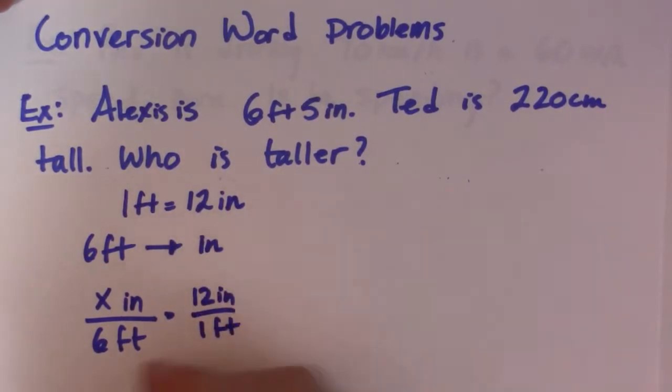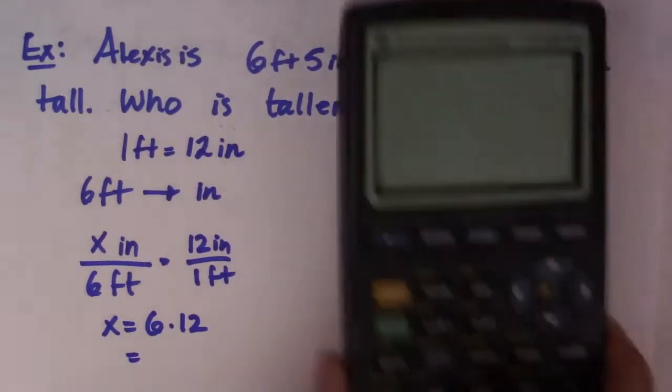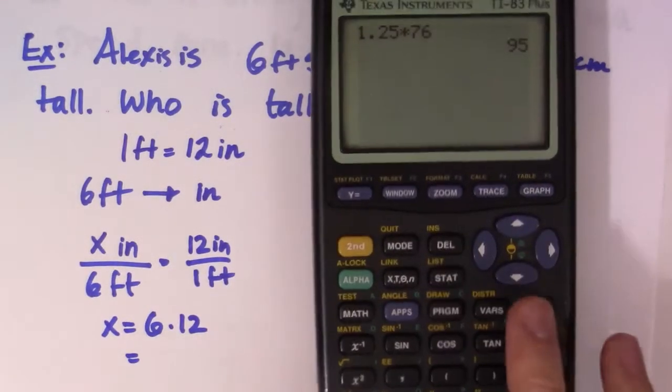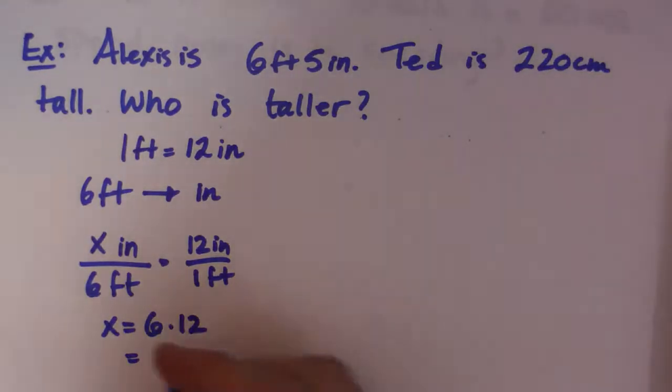And you're probably asking yourself, why didn't we just multiply to begin with? That's a good point, and you can absolutely just do that, in my opinion. But sometimes your teacher might like you to have a proportion or something like that. So that's 72 inches.